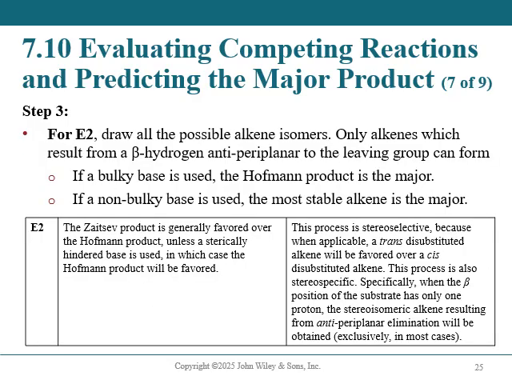For E2, we draw all the possible alkene isomers. Only alkenes which result from a beta hydrogen anti-periplanar to the leaving group can form. If you're using a bulky base, then the Hofmann product will be your major product. If you're using a non-bulky base, then the most stable alkene will be your major product. It may be Zaitsev or it may be Hofmann.